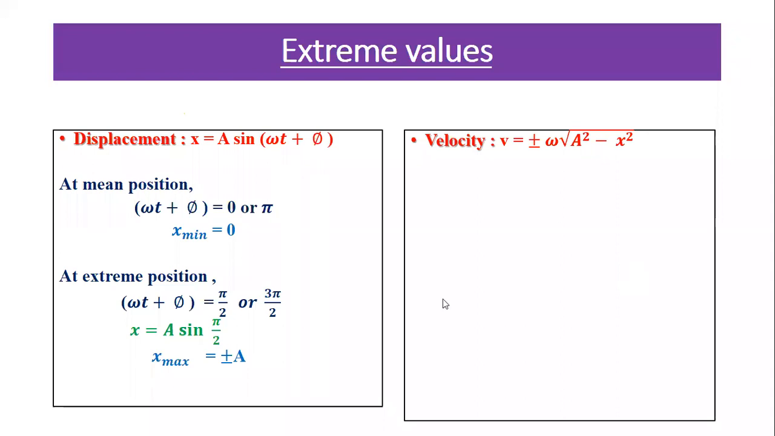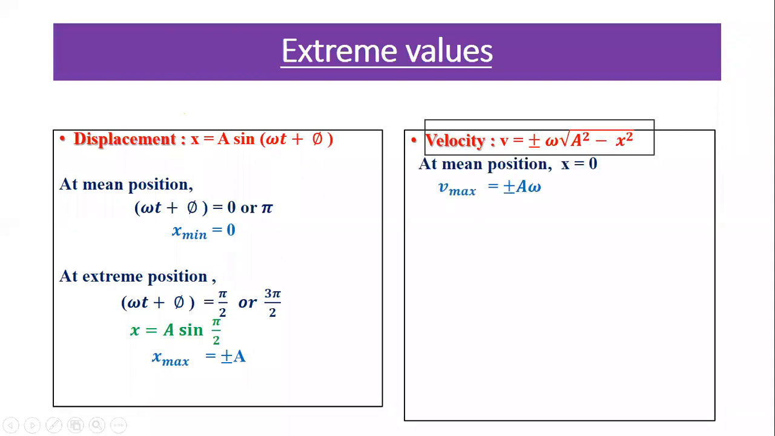So when we are talking about velocity, the expression for velocity is omega under root a square minus x square. Now let me write the two values of the velocity at mean and at extreme. At mean, displacement is 0. So let me substitute displacement 0 in the above equation. Then we get velocity is equal to plus minus a omega. And this is the maximum velocity, so we can use V max. Maximum velocity is given by this formula, a omega. That we already learned in the previous article also.